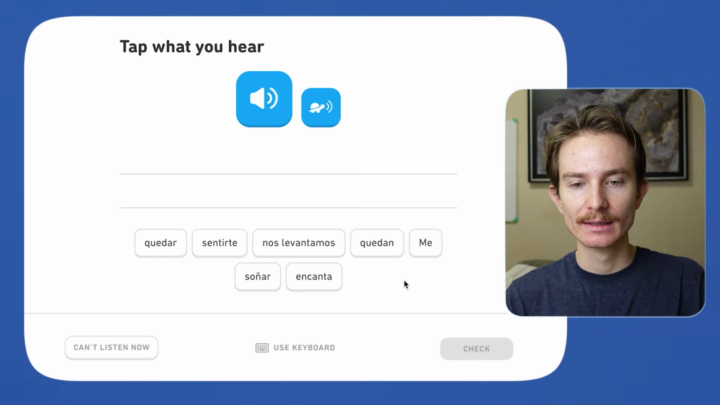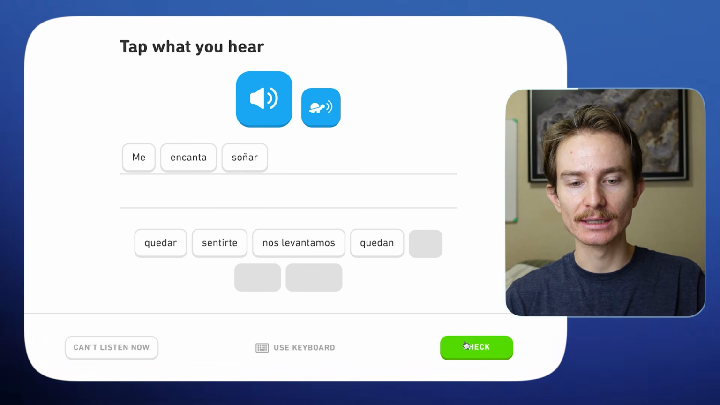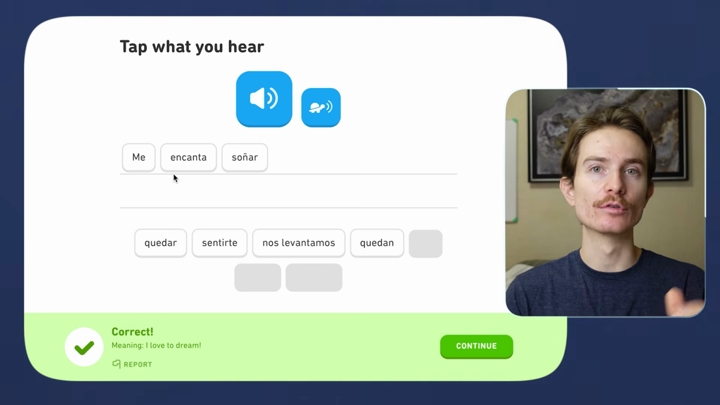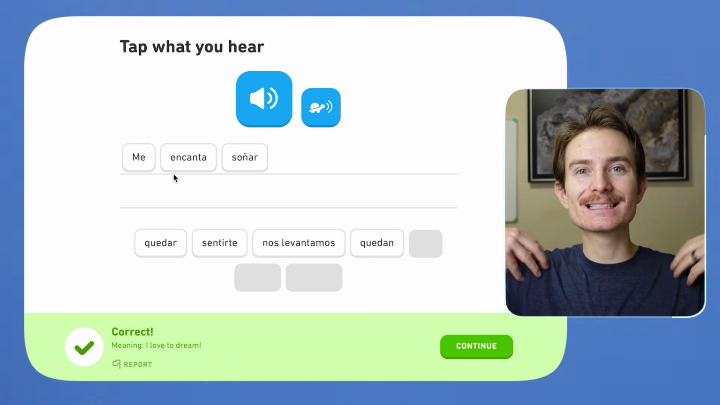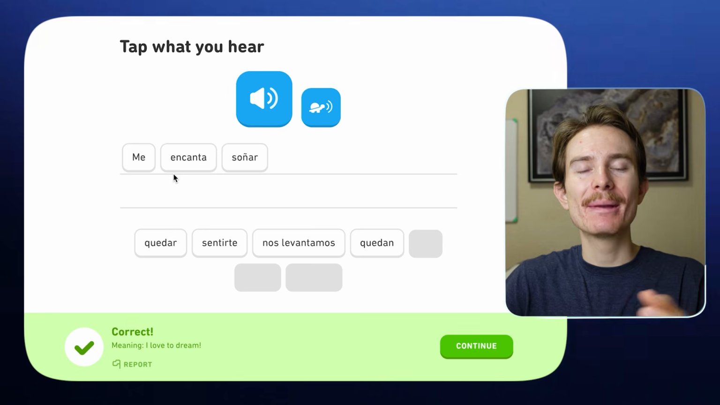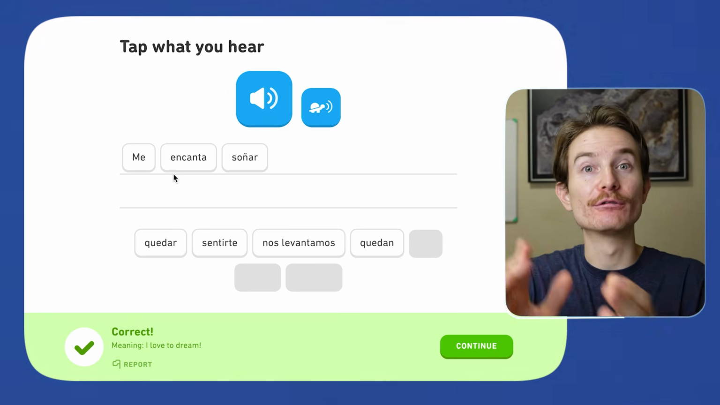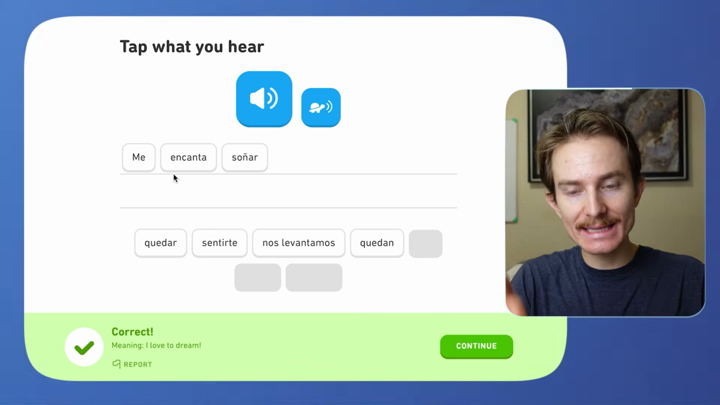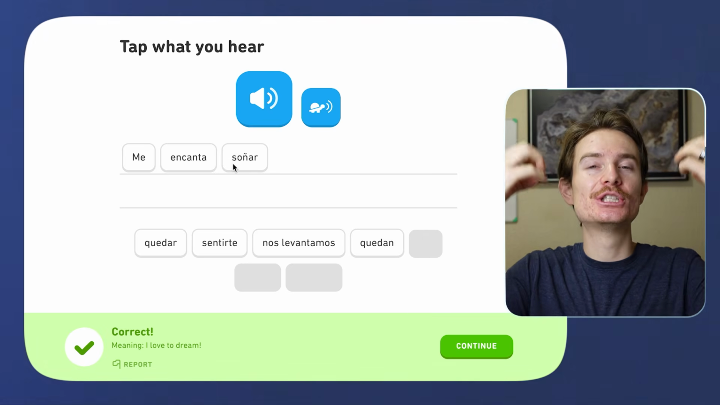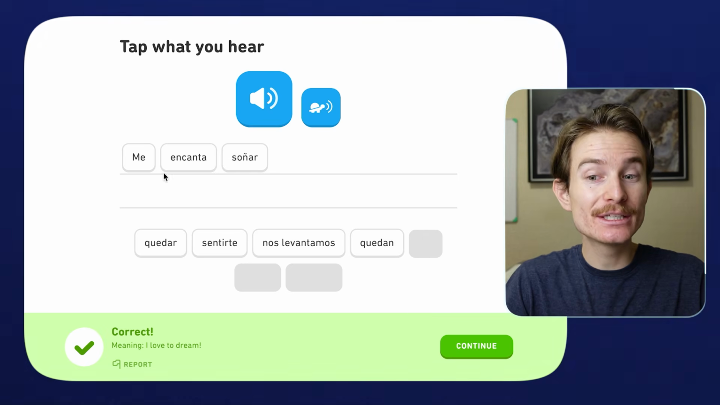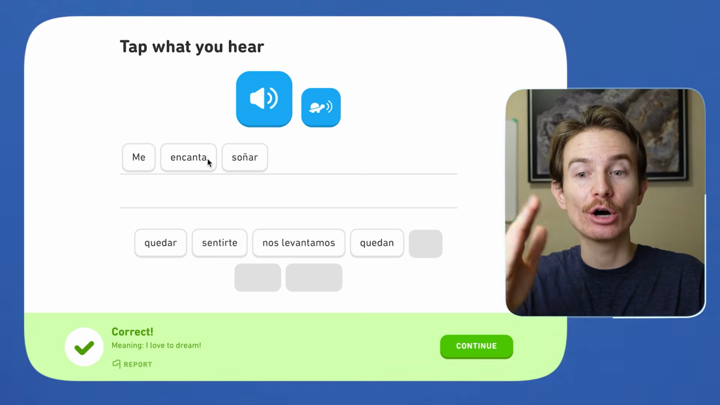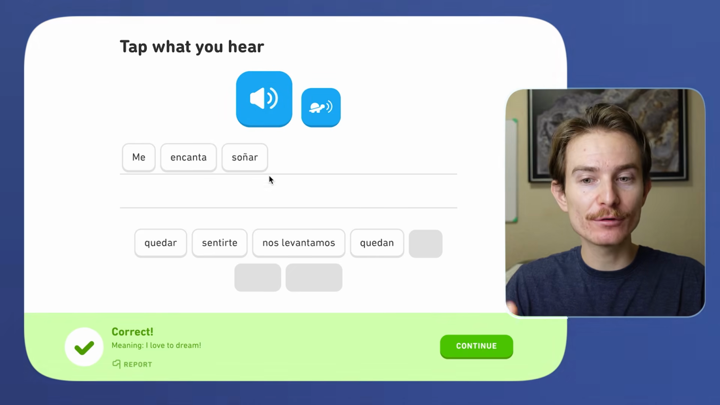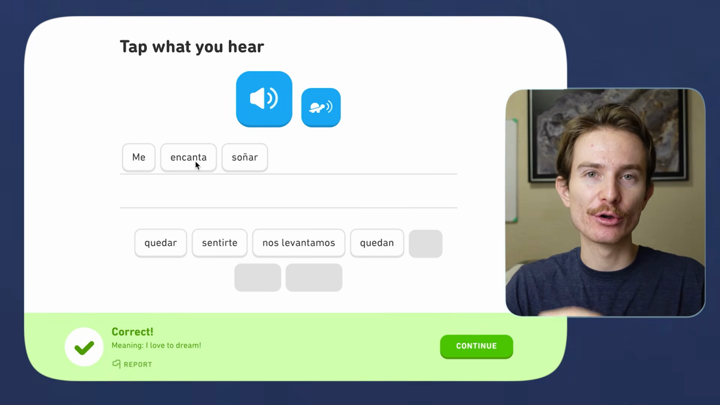Me encanta soñar. Okay, me encanta soñar. Yeah, I love to dream. Remember that the verb encantar behaves like the verb gustar. So I am not saying encanto soñar because I am not performing the action of to enchant or to love. In this case, it is happening to me. In this idea, soñar is doing the enchanting to me, which is why we use the indirect object pronoun me, and then we conjugate encanta in the third person singular, because when we have an infinitive verb like soñar, we'll conjugate it in that third person singular.